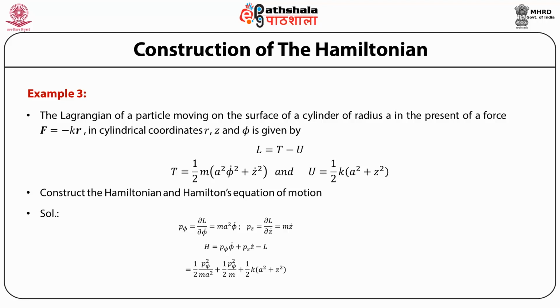And now the Hamiltonian is given by p i q i dot minus L. So we have p phi phi dot plus p z z dot minus L, which then is equal to half p phi square by m a square plus half p z square by m plus half k (a square plus z square). So we have now the Hamiltonian written in terms of the conjugate momenta p phi, p z and the generalized coordinates, which were taken to be z and phi. And we see that the Hamiltonian is independent of phi.